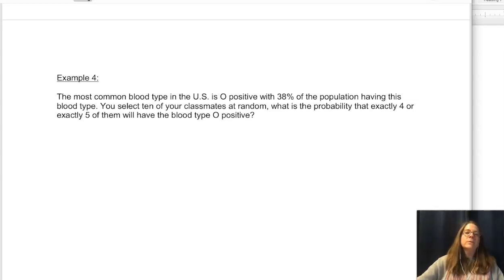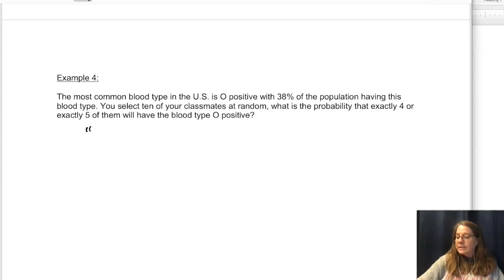Example 4. The most common blood type in the U.S. is O positive, with 38% of the population having this blood type. You select 10 of your classmates at random. What is the probability that exactly 4 or exactly 5 of them will have blood type O positive?